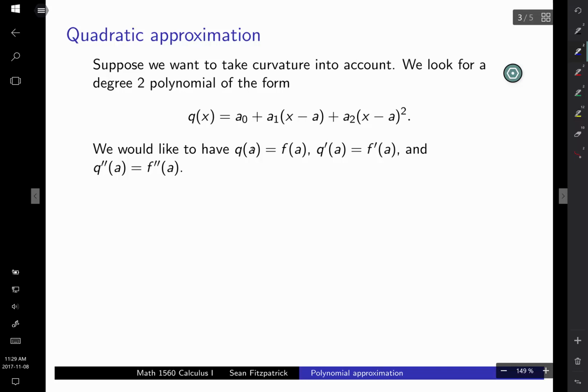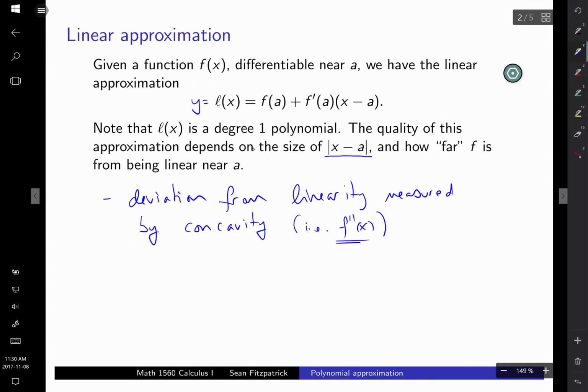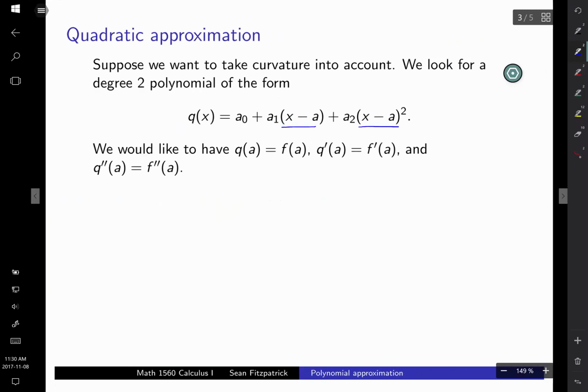You'll notice that I've written my polynomial in terms of powers not of x, but of x minus a. And there's two reasons for doing that. One is simply for comparison with the linear approximation, where we see that x minus a showing up. The other reason is that this makes it really convenient when we want to evaluate at x equals a. If we want this quadratic polynomial to match up with whatever function we're studying, obviously they need to agree at the point where you're making the approximation, and you want the first derivatives to match as well.